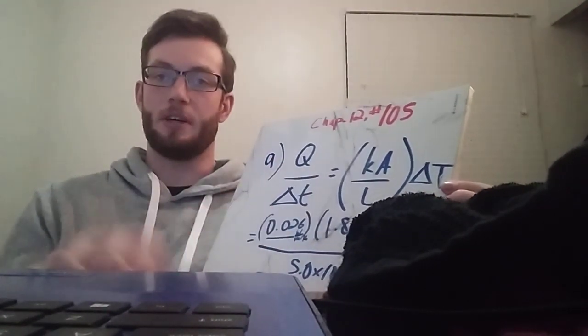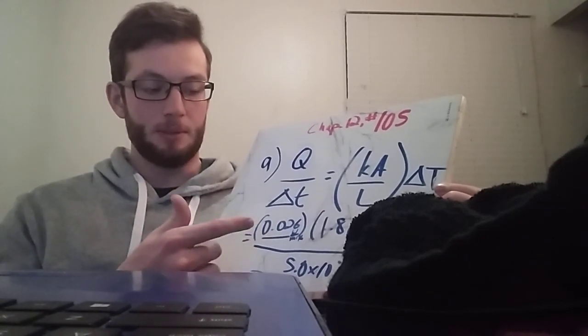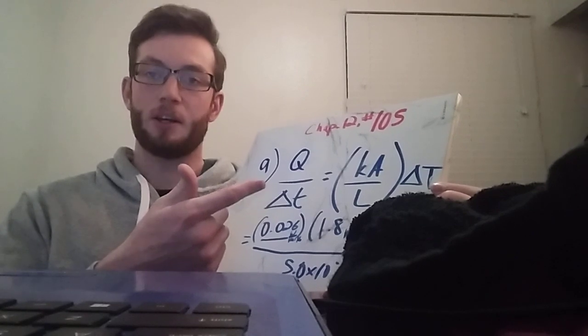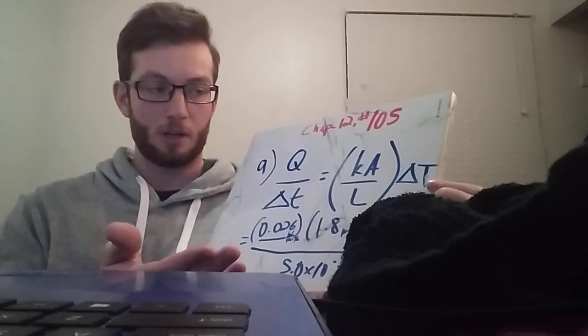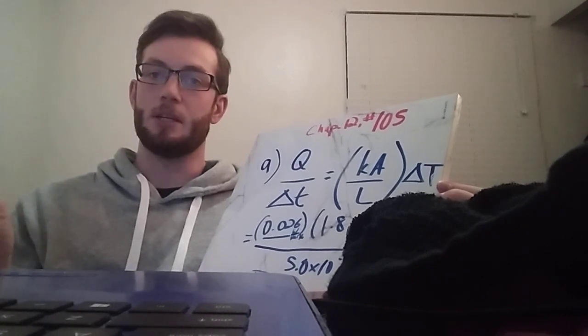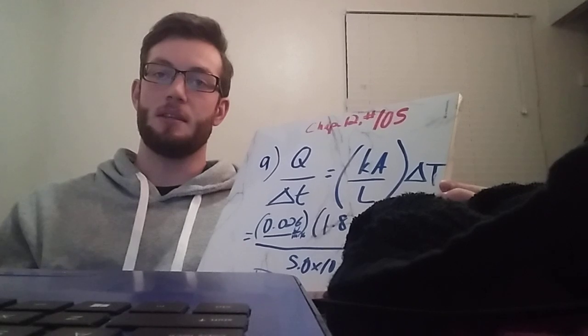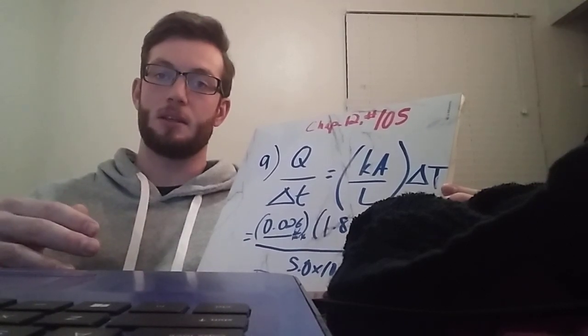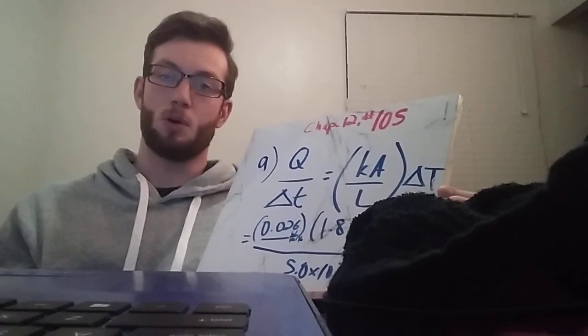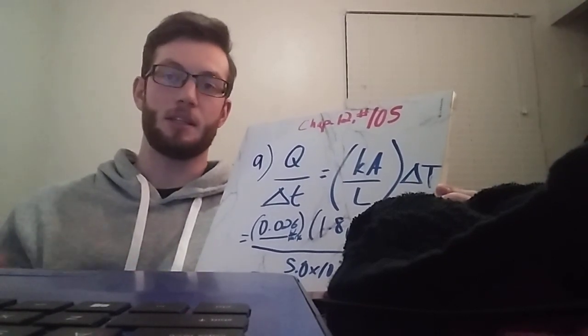K is just going to be a constant value, like I said, so that's just going to be 0.026. The area we were given in the problem, 1.8 meters squared. The delta T is simply going to be the human skin temperature minus the air temperature. So, you can convert it to Kelvin first if you want, or you can just subtract in Celsius. Either way, you're going to end up with 9 degrees, and then it's just going to be 9 degrees Kelvin.